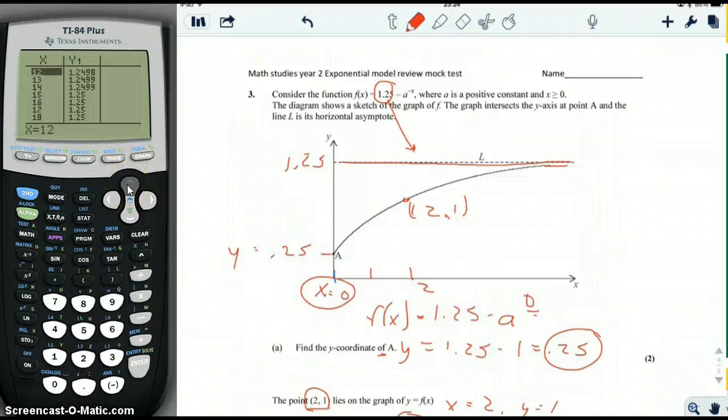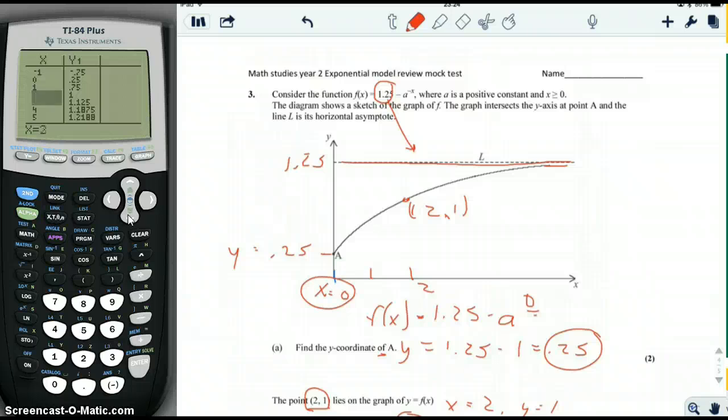Okay, so let's just check the answers we got and make sure everything matches up. So at 0, y equals 0.25. Yeah, that's what we got here. And at 2, y equals 1. Yeah, that's what we got here.